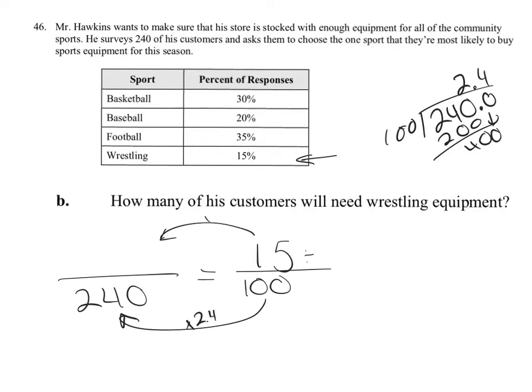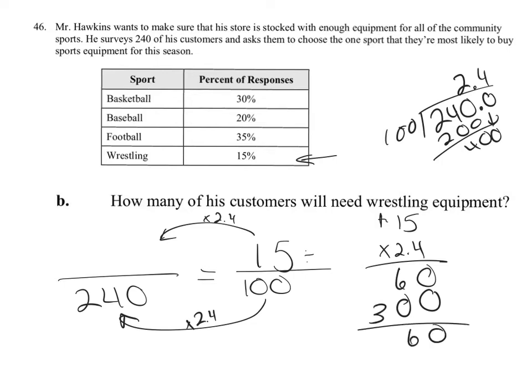That means we can also multiply 15 by 2.4. So 15 times the 2 and 4 tenths gives you 20, carry the 2. 4 times 1 is 4, plus the 2 is 6, placeholder. 2 times 5 is 10, carry the 1. 2 times 1 is 2, plus that 1 is 3. So you have 360, but we have one decimal place, so that would be 36. So 36 people chose wrestling.